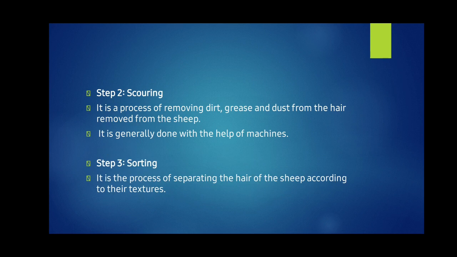And the third one, sorting. It is the process of separating the hair of the sheep according to the texture. Yes, that's the most important one, because the length, breadth and thickness of the hair will not be the same on the whole body. It will vary. So based on their texture, length, thickness and softness, we separate it. This is the third process, sorting.